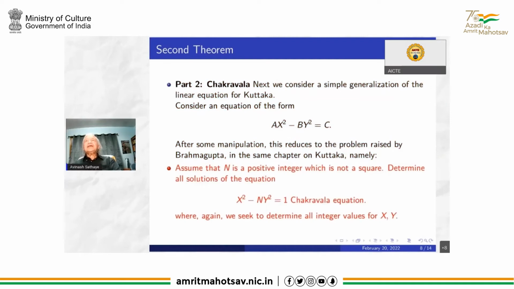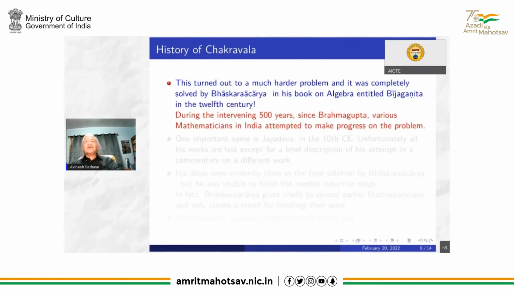So assume that n is a positive integer which is not a square. Determine all solutions of the equation x squared minus ny squared equal to 1. This is called the Chakravala equation, where again we seek to determine all integer values for x and y. This problem turned out to be much harder, and it was completely solved by Bhaskaracharya in his book on algebra entitled Bijaganita in the 12th century.